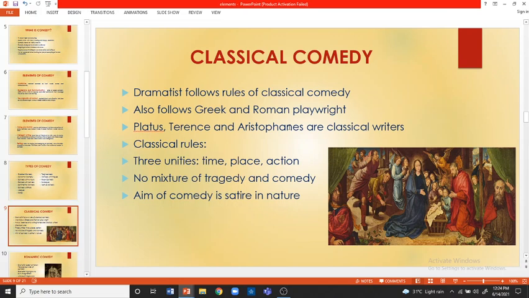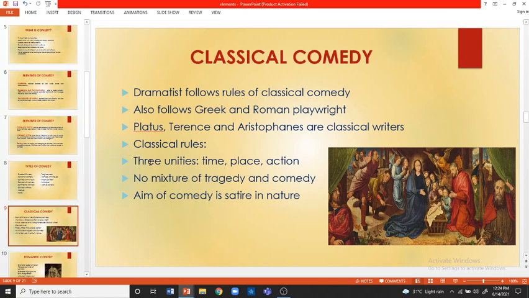What are these classical rules? That is also important. When we turn towards the classical rules, we learned the three unities, which are very important for drama. What are these three unities? Yes, you know it. Time, place and action are the three unities of the plays. These three unities play the most important role in a play. So every writer should follow these three unities.